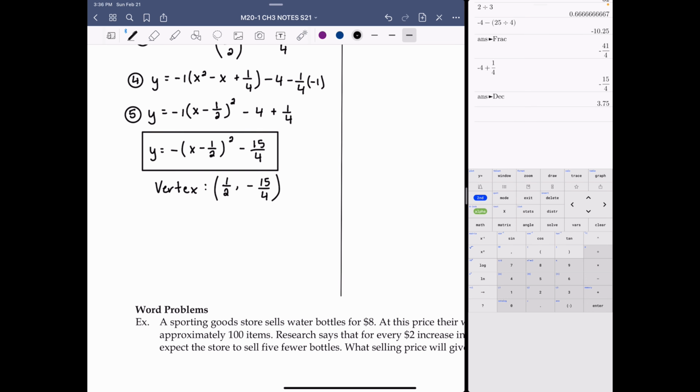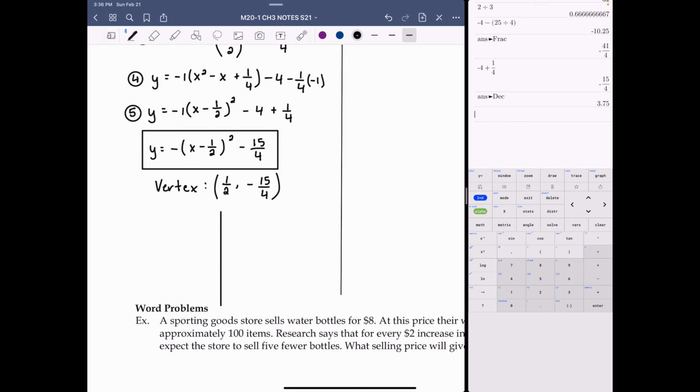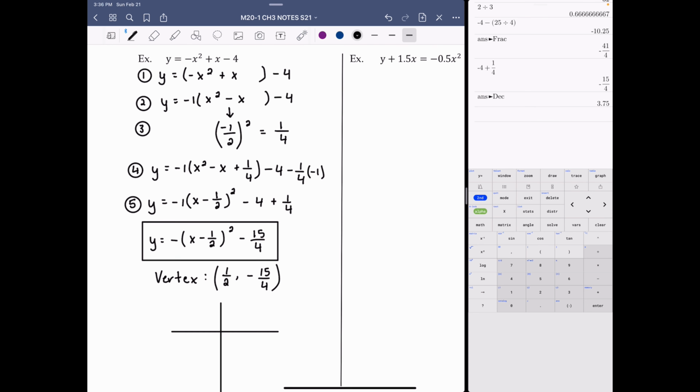I could do a quick sketch. This one had a negative a value. a is -1, so it's going to open down. And the constant term in general form is -4. So the c value is -4, which means the y-intercept is -4.